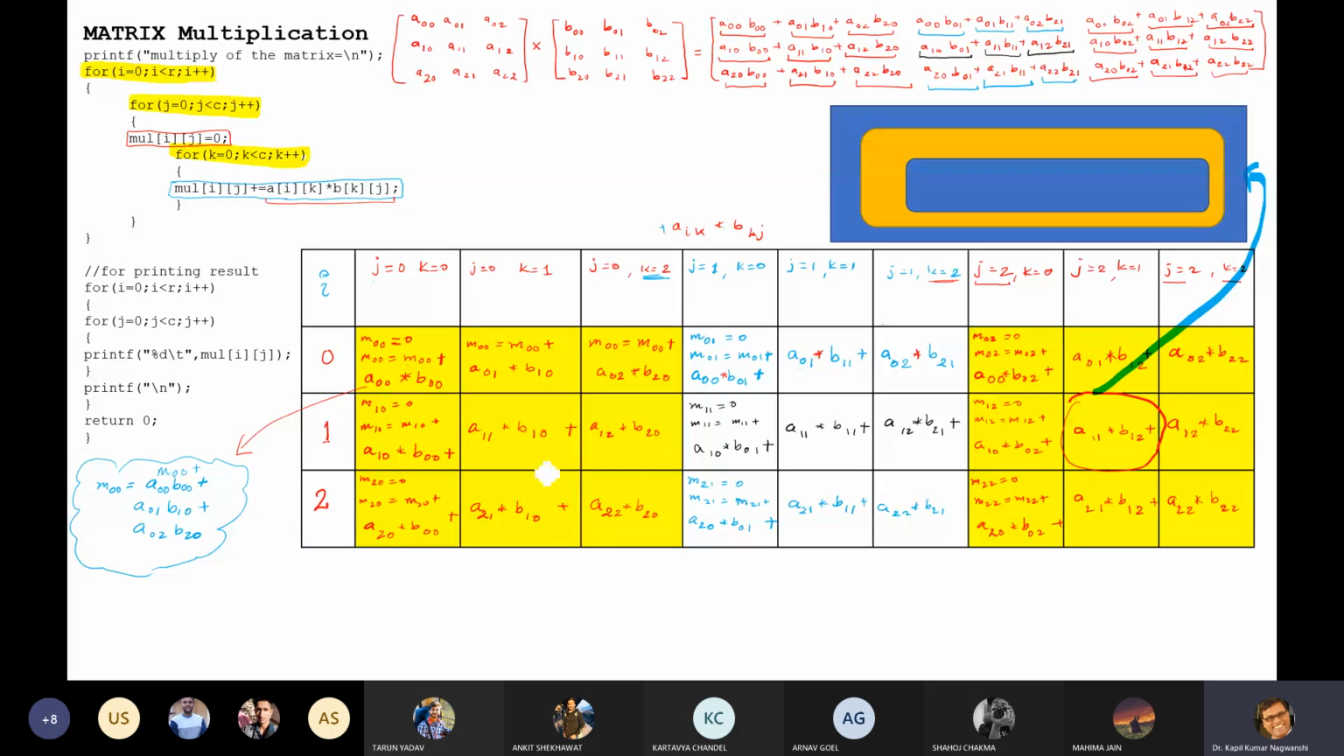So what is the loop value? I is equal to 1. And what is the value of j? J is equal to 2. And what is the value of k? K is also equal to 1. Now, how do we execute this particular thing? Actually, I'm not executing just this one. I'm executing all three things: k equals 0, k equals 1, and k equals 2. So we will start from k equals 0.